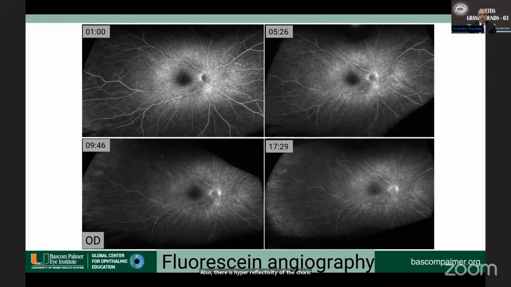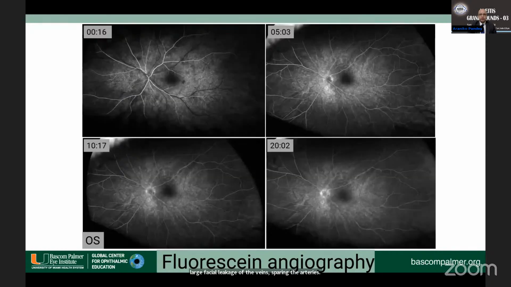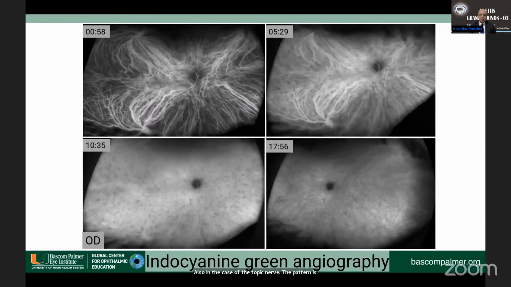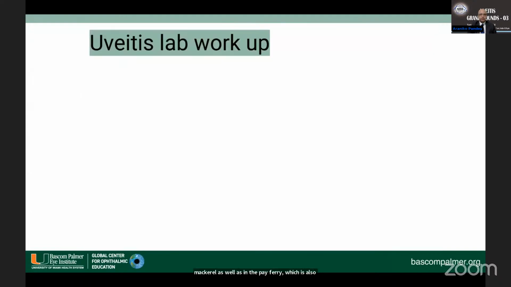This is the fluorescein angiography of the right eye, showing the early and the late phases, where there is particularly large vessel leakage of the veins, sparing the arteries, and also leakage of the optic nerve. The pattern is similarly seen in the left eye. This is the ICG angiography, where you can see diffuse hypocyanescent small round lesions in the macula as well as in the periphery, which are also present in the left eye.